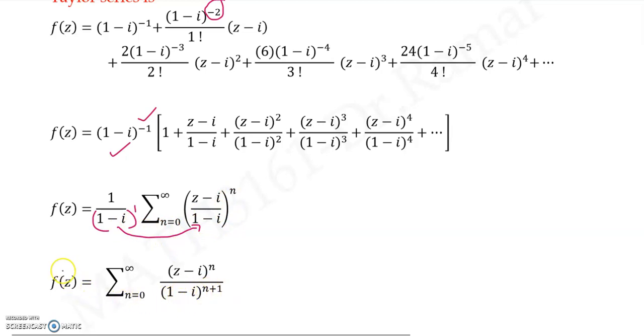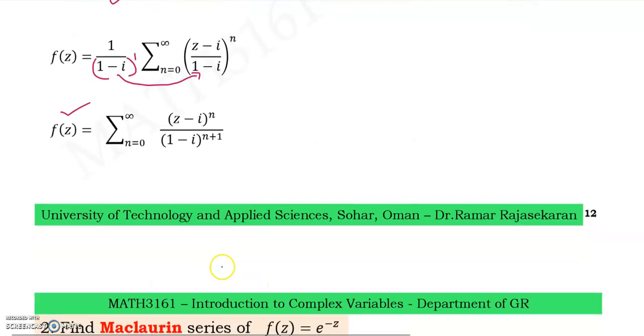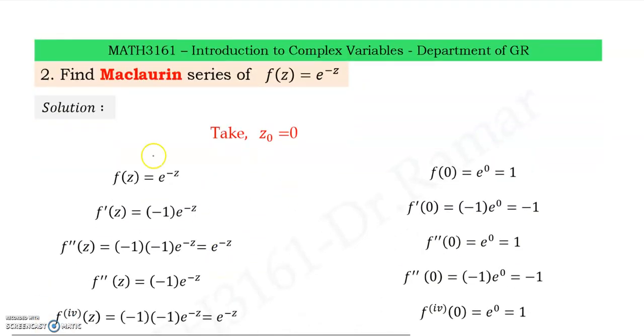Okay, so this is the given function in the summation form. Sigma n equal to 0 to infinity, (z minus i) whole power n divided by (1 minus i) whole power n plus 1. This is the Taylor series of the given function. Okay, that's it. Now you see the second question.